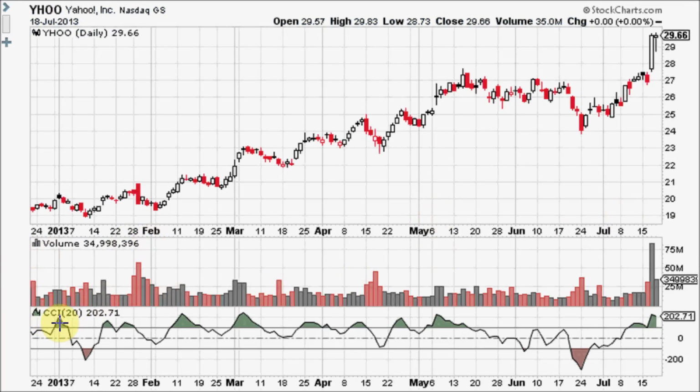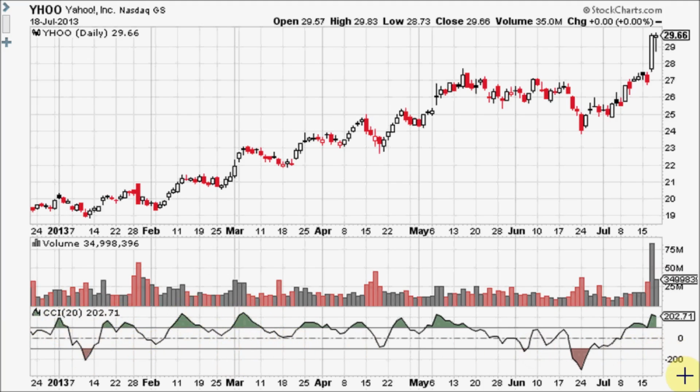This right here is the CCI set at a period of 20 with a reading of 202.71. Wow. Nice breakout on volume on Yahoo, my favorite stock. I'll explain why here in a minute, but let's talk about the CCI first. Okay. First of all, there's the line. This is the signal line.